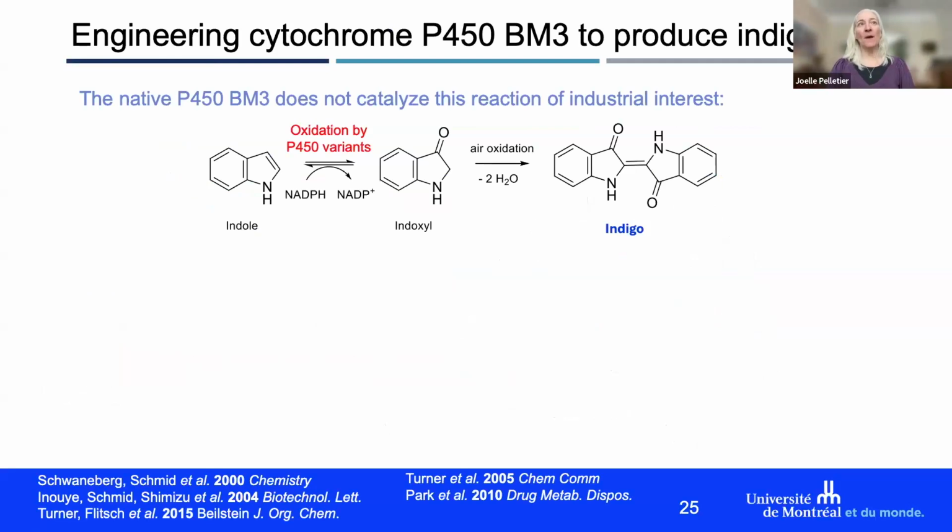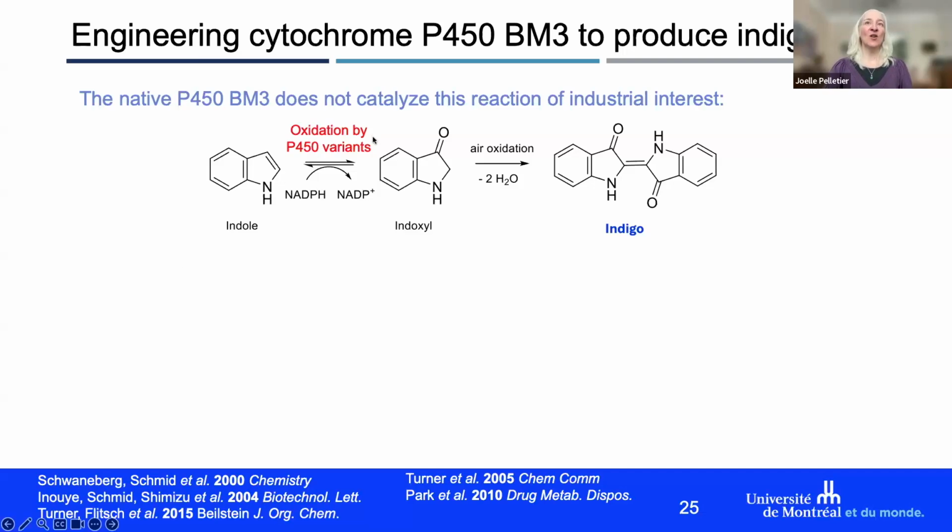So at this point, I'll embark into our experimental work, which is to engineer cytochrome P450 BM3 to produce indigo. The native enzyme does not catalyze, or hardly catalyzes, this reaction, which is to oxidize indole to indoxyl, and then this spontaneously air oxidizes to dimerize it into indigo.